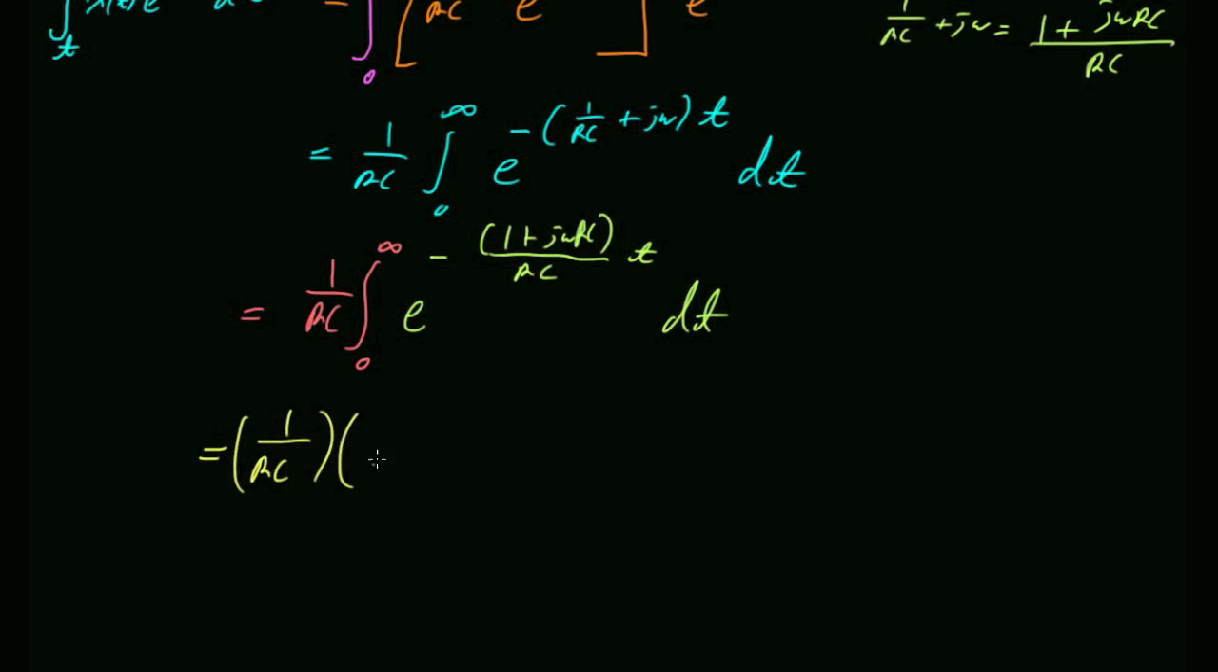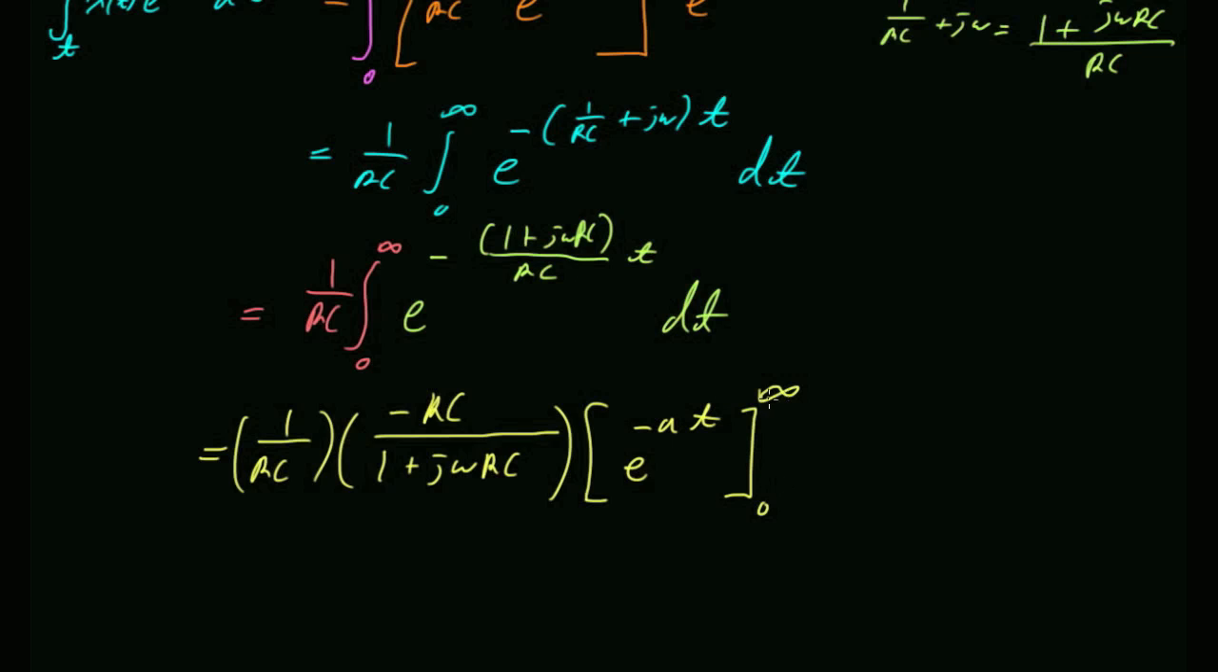So remember, it's 1 over my exponent. So I flip my exponent. And there's also a minus that needs to come out. So there's your minus. And then it's e to the minus at, I'm just going to put a right now so I don't have to rewrite all that, from 0 to infinity. And we can all agree that this a is just shorthand for this, because I really don't feel like writing that again.